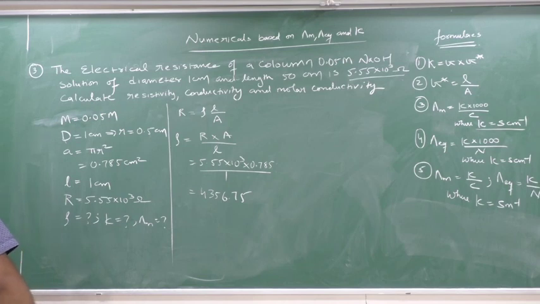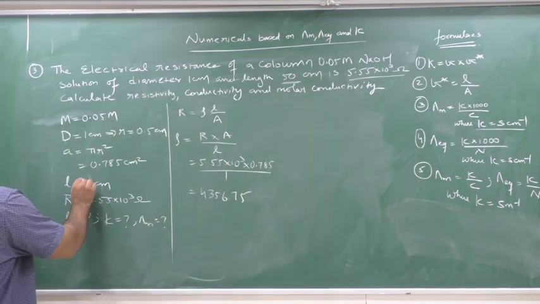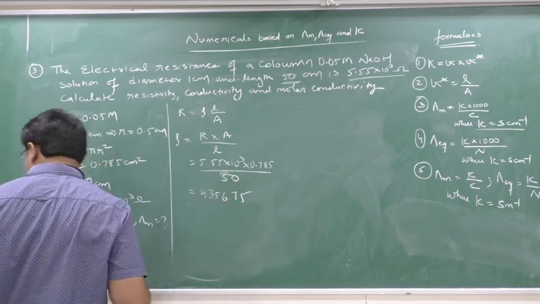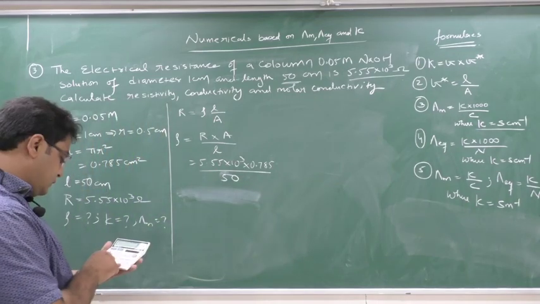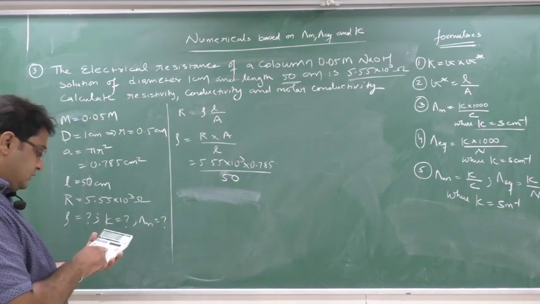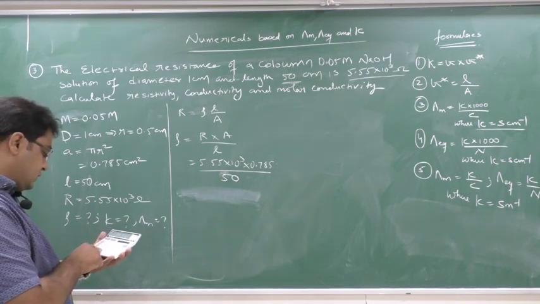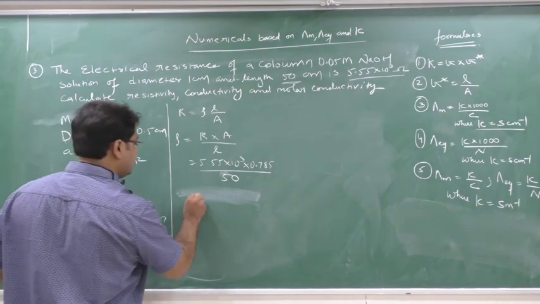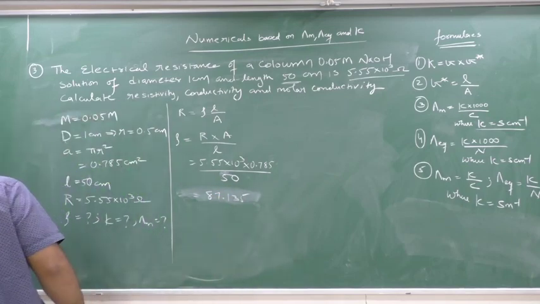Length how much they have given? Length in the question they have given, sorry, 50, right? I have taken here length as 1, sorry. So length is here 50, so your answer will change. That is 5.55 into 0.785 into 1000 divided by 50. So your answer will be nearly 87.135.